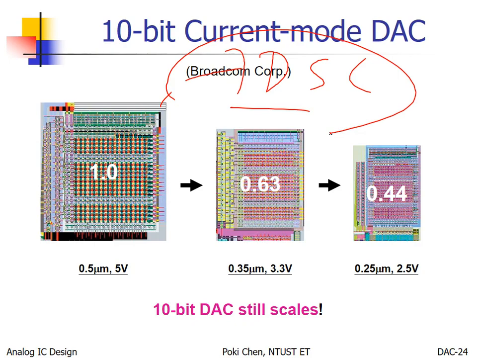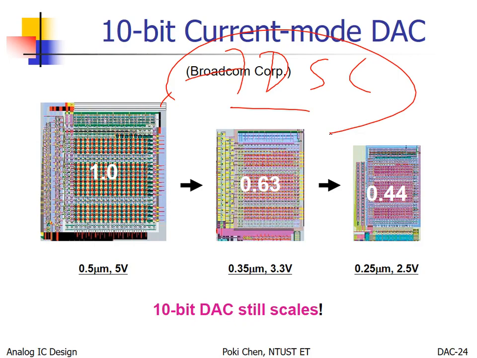Yeah, you can see this is the evolution of technology, with 0.5, 0.35, 0.25. This is the best wired communication IC design house. You can see the chip size is scaled down. Congratulations.